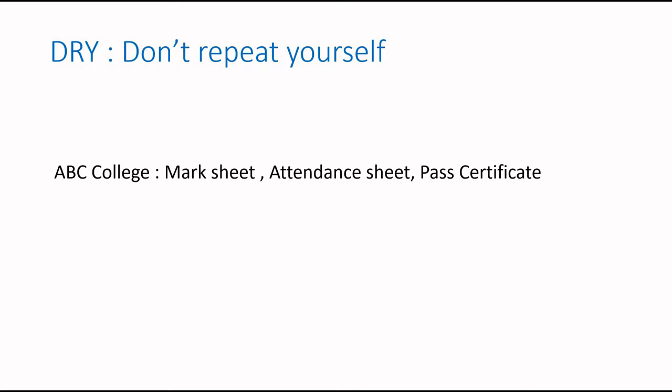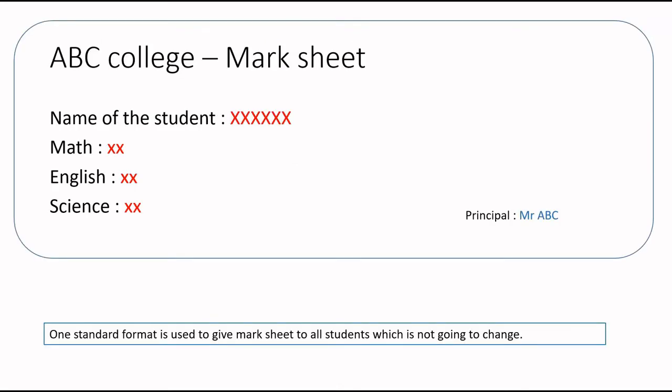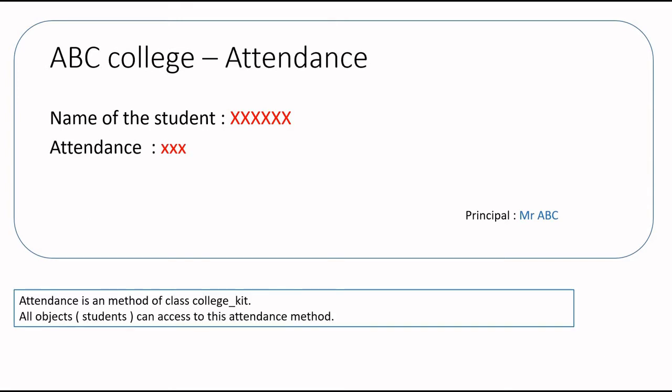Similarly for an attendance sheet also. Let's see that in this mark sheet, whatever is in the red font is going to change, and the principal name will also be kept fixed for a particular batch. So this is a standard format we are using. We call it a method. Now similarly one more is attendance. Here also these two variables along with the principal name will change, and this is also another method. Now all these methods we can put together and keep as a standard inside a class. We'll call it a student kit, and all the students are the objects who can access these methods and use them.